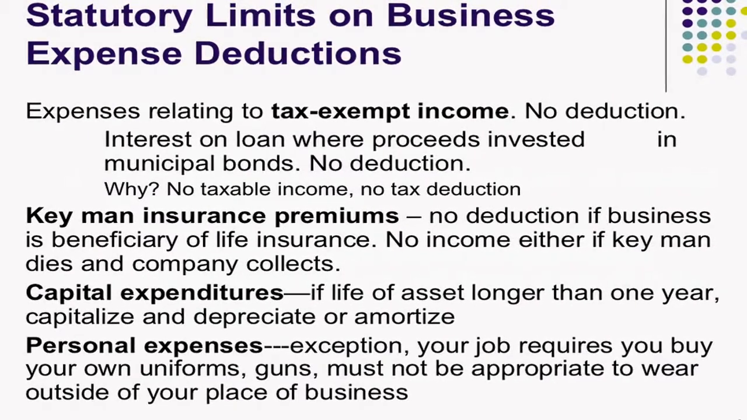What else? Other things that you can't get a business expense deduction for: expenses related to tax-exempt income. There's no deduction for that. Interest on a loan where the proceeds are invested in municipal bonds, for example. Why? What makes sense of that? Well, if you invest your income in municipal bonds, the income that you generate from those bonds, you're not going to pay tax on it. So again, congressional thinking is if you're not paying tax on the income, we're certainly not going to give you a deduction on the other side for generating that kind of income. So that's the thinking behind expenses related to tax-exempt income.